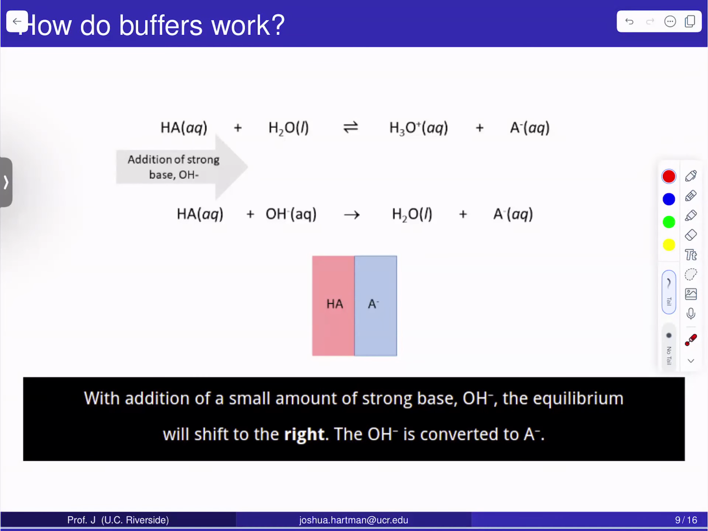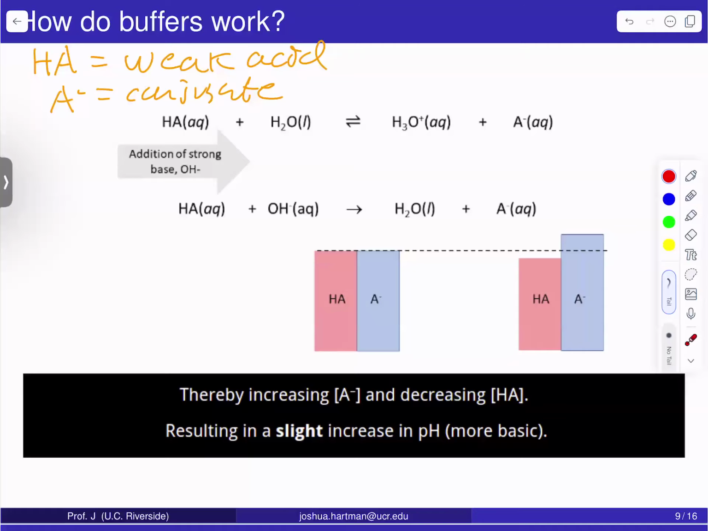Similarly, if we were to add a strong base, well, addition of a strong base would shift the equilibrium to the right as the OH minus hydroxide is converted into A minus. And so the net result there will be a net increase in the concentration of A minus, the conjugate base, and a slight decrease in the concentration of HA upon the addition of that base.